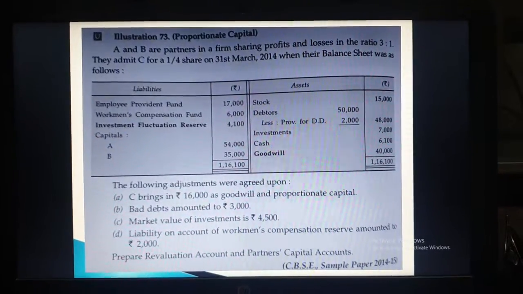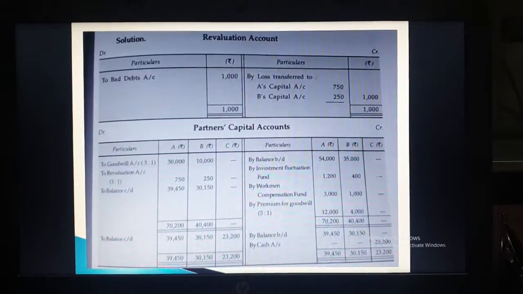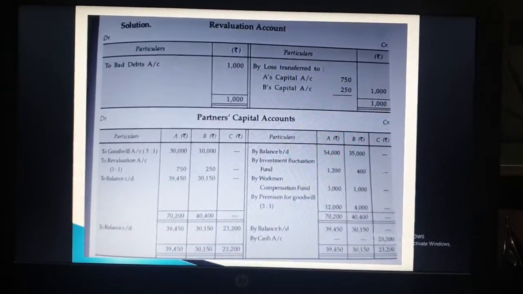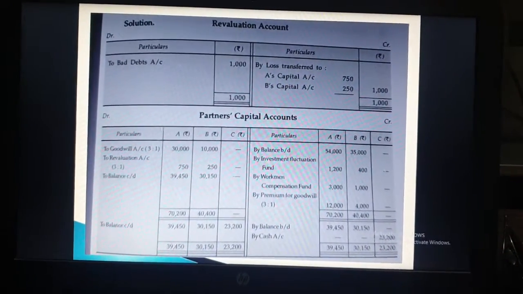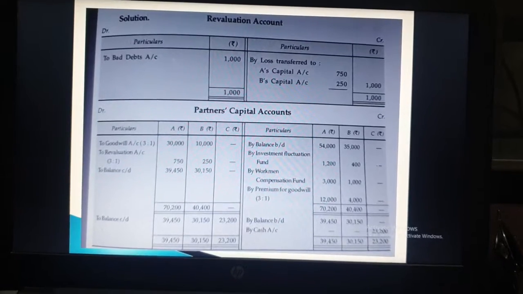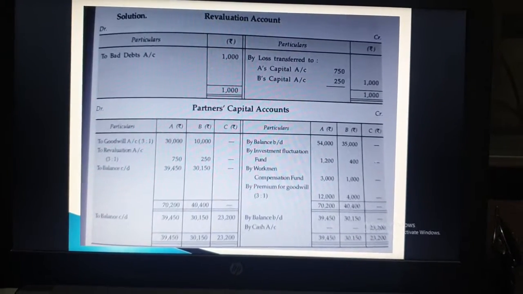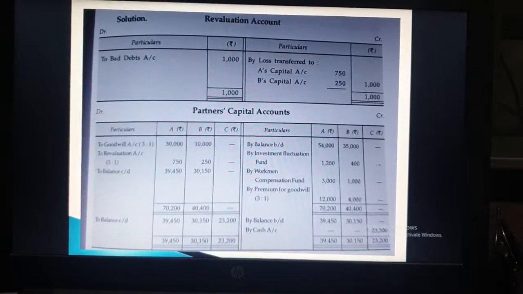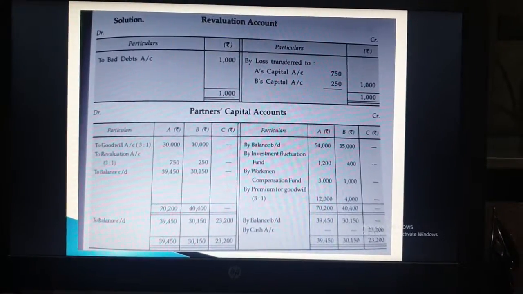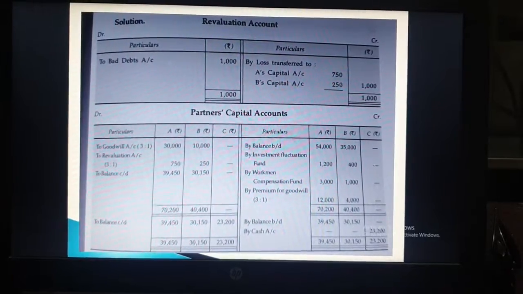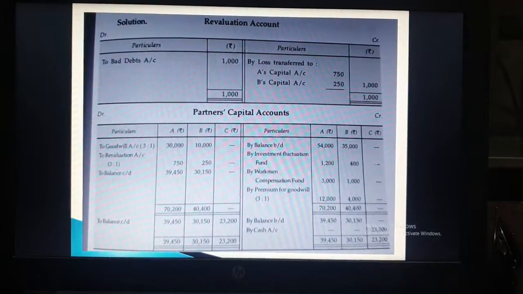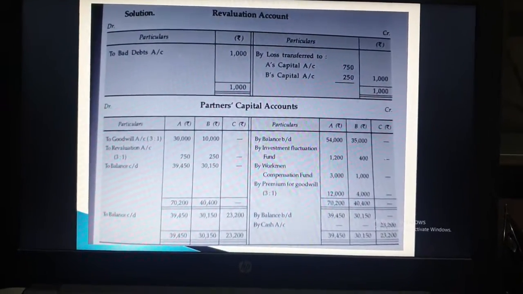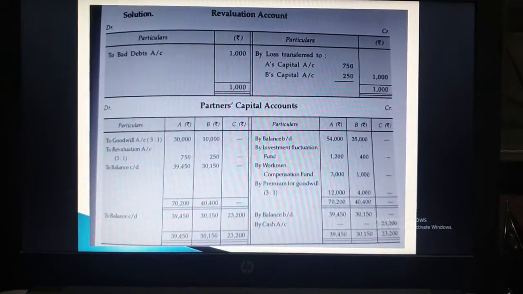So come to the partners' capital account. See, on the credit side, investment fluctuation fund, that is 1,200 and 400 in A and B columns. So the total is 1,600. Why is it 1,600? Because the loss on investment is 2,500 and it is to be adjusted from the investment fluctuation reserve of 4,100, and the rest of the reserve left after the 2,500 adjustment is 1,600, and it will be distributed among old partners in the old ratio.